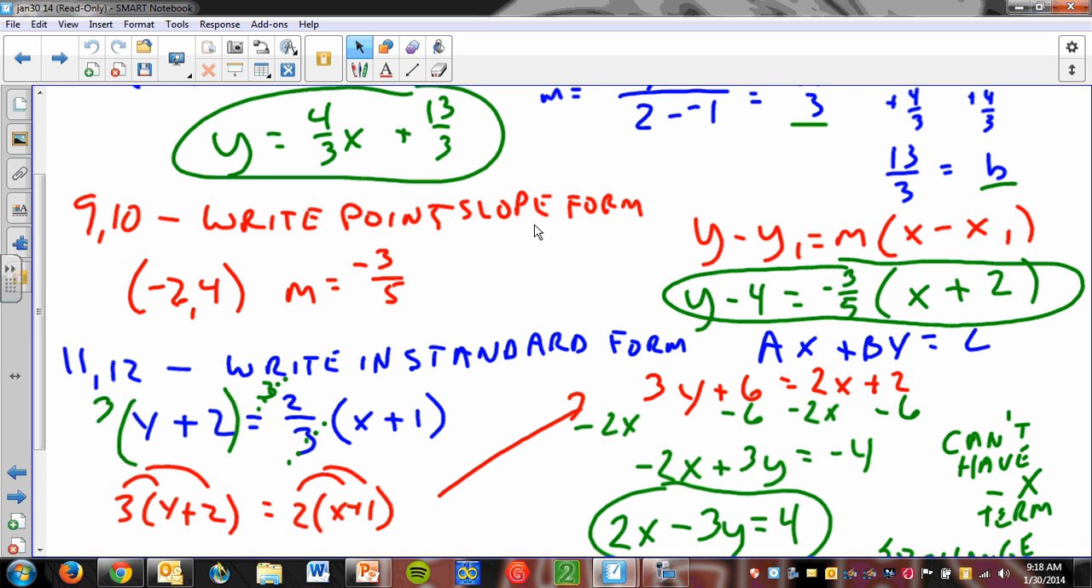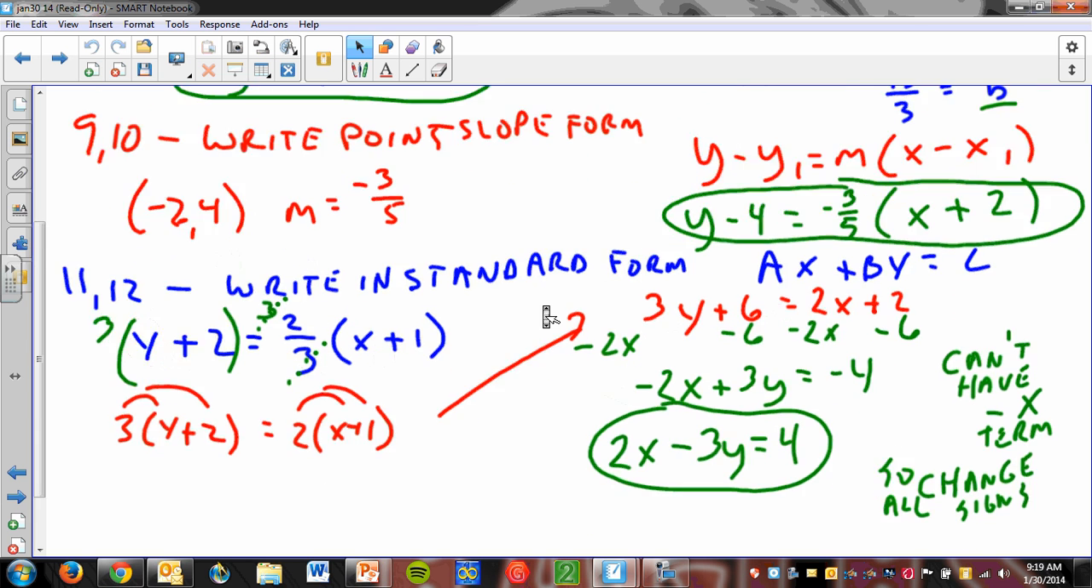Write in point-slope form. Point slope form is easy. Y minus y1 equals m times x minus x1. You're replacing x1 and y1 with your x and y coordinate, and m with the slope. It's that easy to set up. There's two questions on there that's like that. So you do y minus y1, which is 4. So y minus 4 equals m, which is negative 3/5, times x minus x1. So minus negative 2, you will see it plus 2.